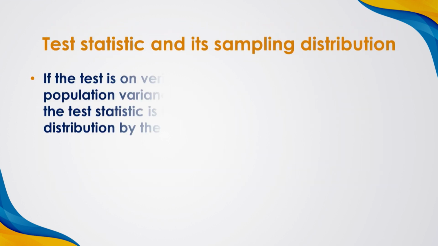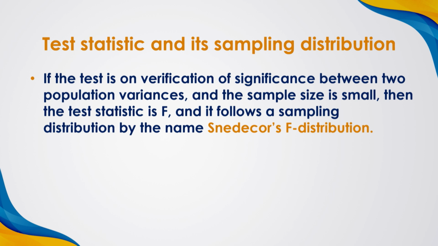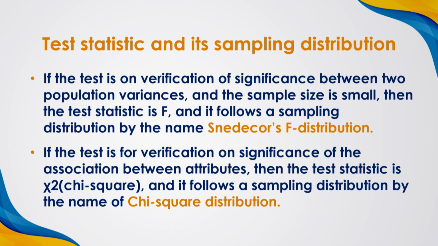Other test statistics are used to verify the significance between two population variances, where the test statistic is F and it follows the sampling distribution named Snedecor's F distribution. Coming to the qualities or attributes, if the test is the verification of significance of the association between attributes, then the test statistic is chi-square and it follows the chi-square distribution. These are the 4 distributions we handle under the category of sampling distributions.